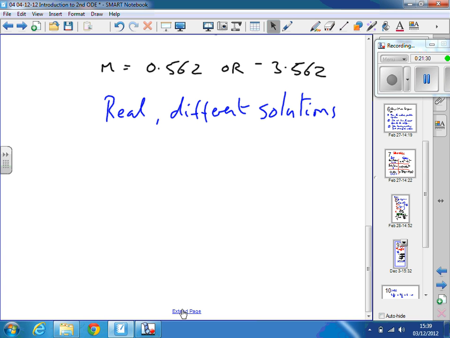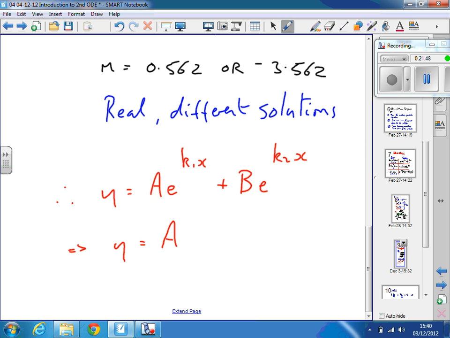So therefore, y equals A e to the k1x plus B e to the k2x, which implies for this one that y equals A e to the 0.562x plus B e to the minus 3.562x.